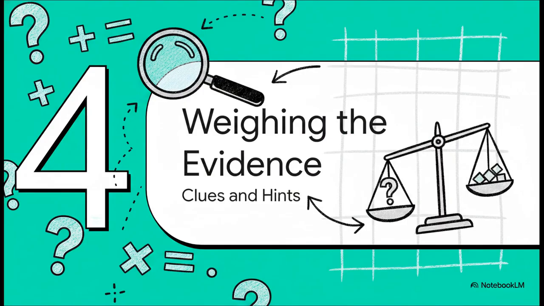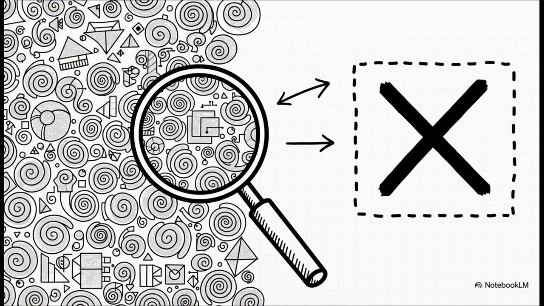Section 4. Weighing the evidence. Let's put on our detective hats and look at the clues to see which side of the algebraic fence the MRB constant might actually fall on. First off, there's a really strong circumstantial case that the MRB constant is irrational. I mean, just look at its ingredients. It's built out of logarithms, alternating signs, nested infinite sums, and complex limiting procedures.